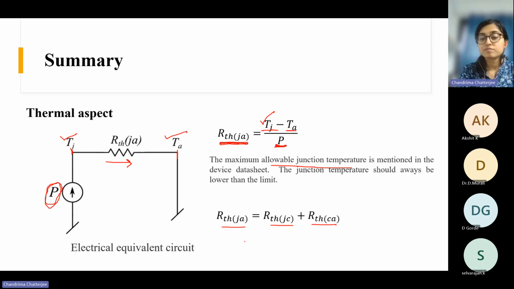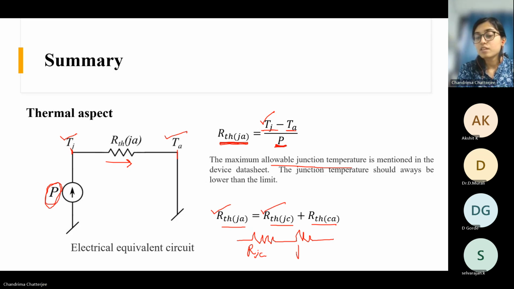Okay. So there will be two resistances. The first one is R thermal junction to case, RJC, R theta JC. What is this junction to case? The junction to case is specified in the device datasheet. This value is already specified, so you can know this value. And this value you also know, and this is also known. So you can find out case to ambient.